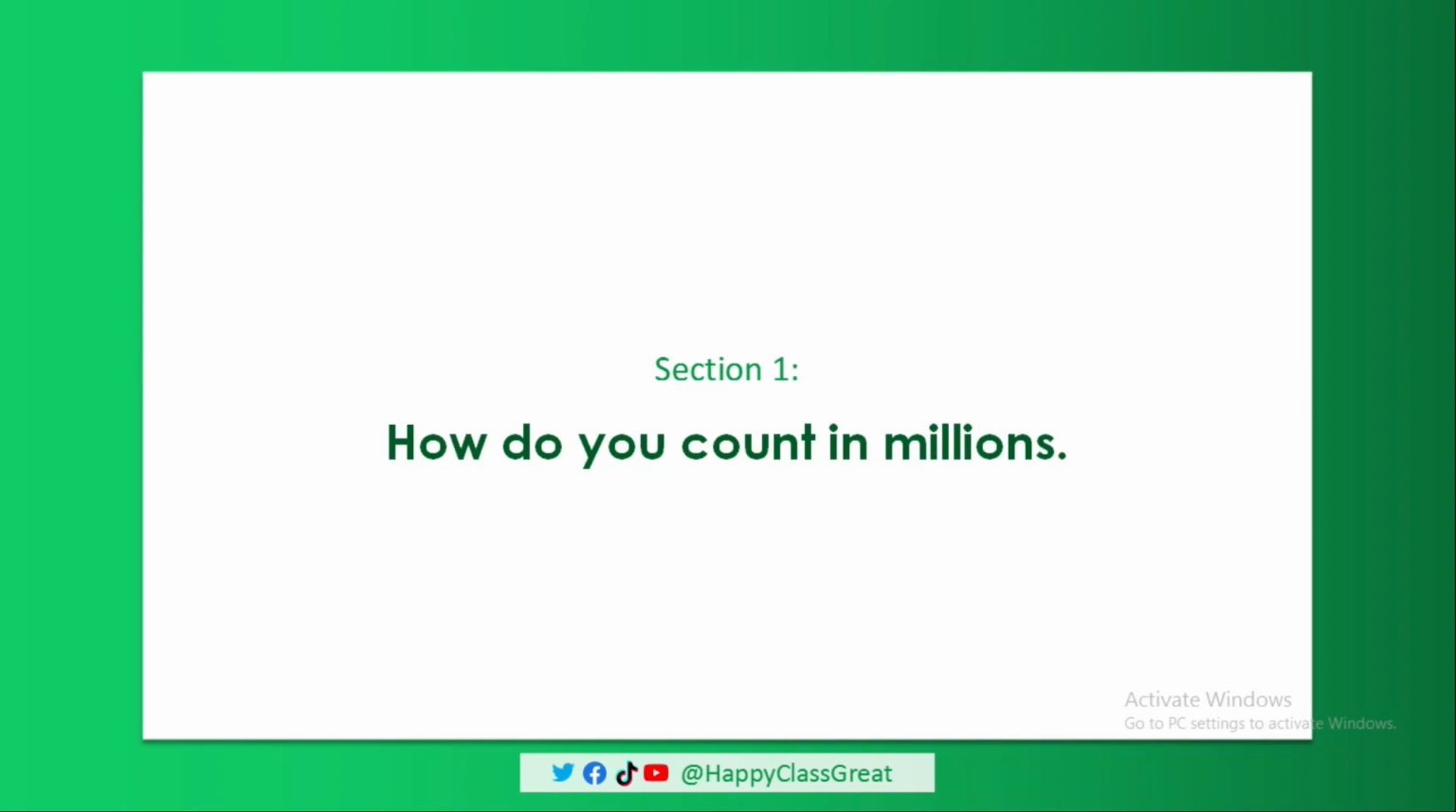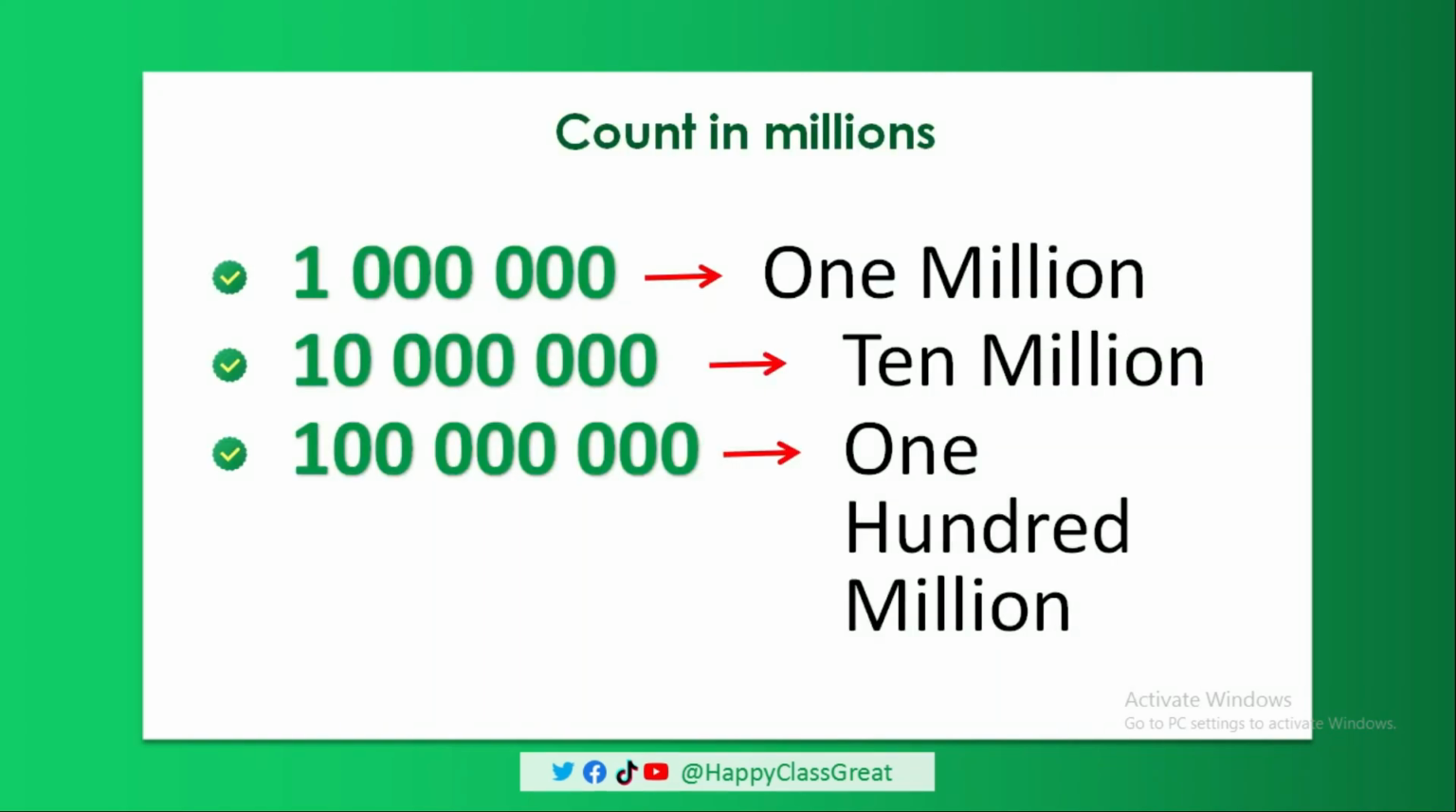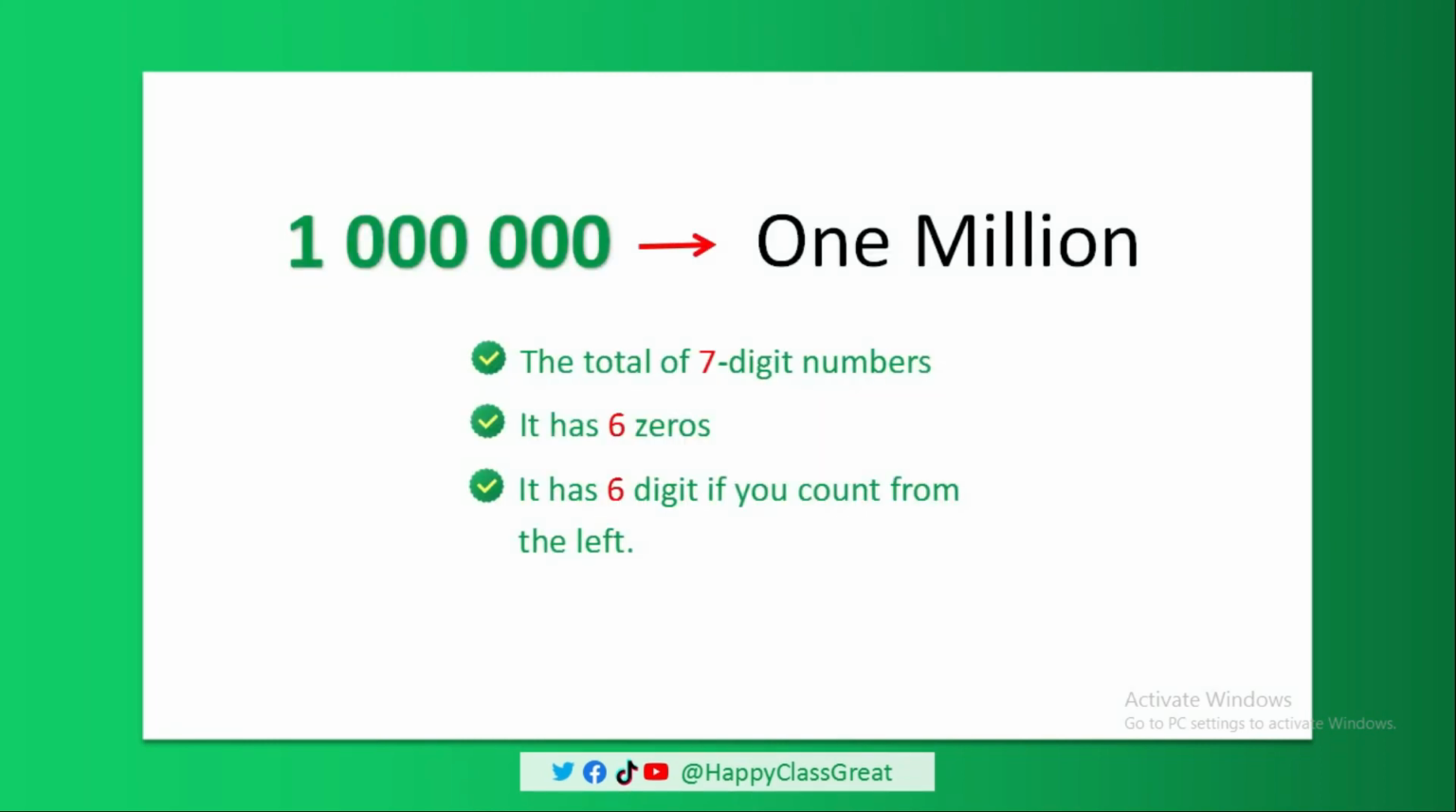How do you count in millions? The first thing you are going to understand is that we have something called 1 million, which is 1 with 6 zeros after it. Then we have 10 million, which is 1 with 7 zeros after it, and we have 100 million. So master the spellings there, and that's what you need to know in the slides I'm showing you right now. So let's talk more about 1 million.